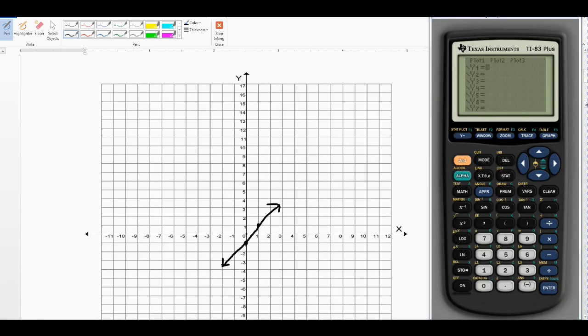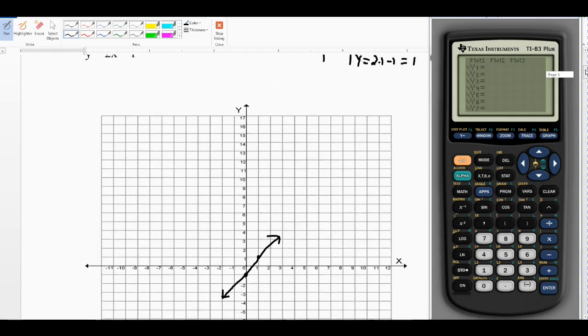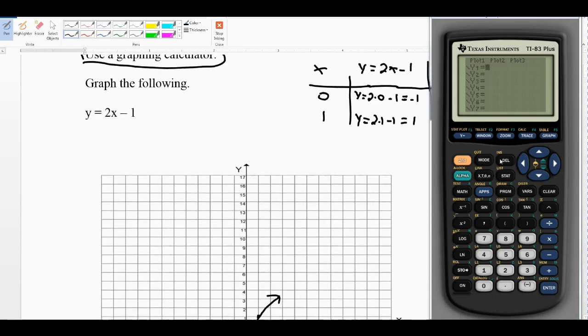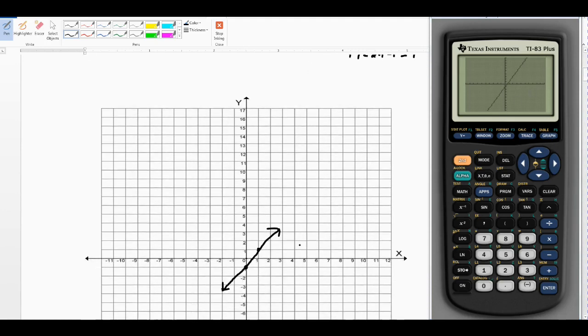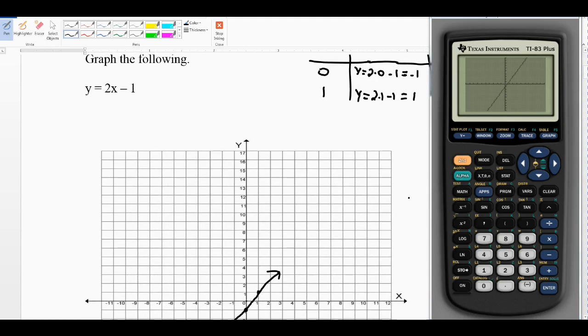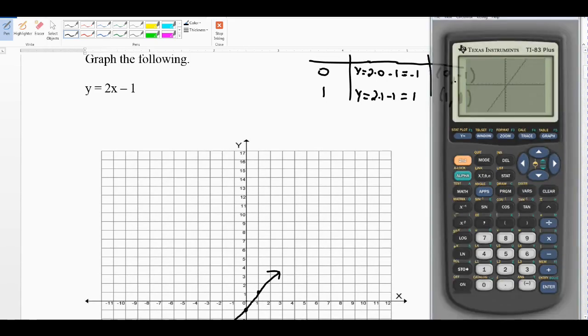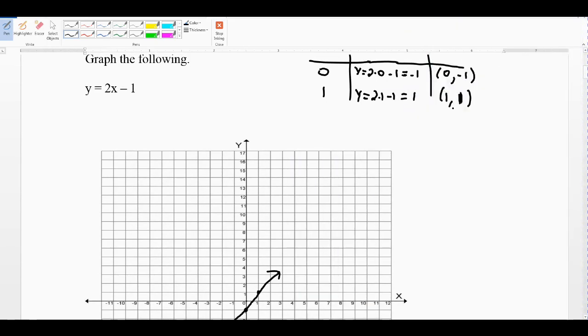Remember what our equation was. It was y equals 2x minus 1. So let's type in 2x. This is our x key. Minus 1. And then graph. Does that look like about what we have? And let's just see for sure. We have our 2 points: 0, negative 1, and 1, 1.